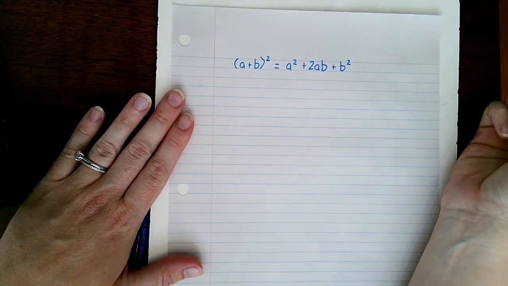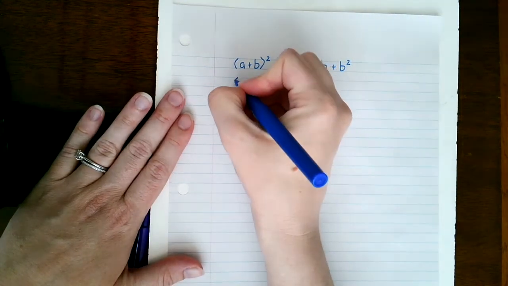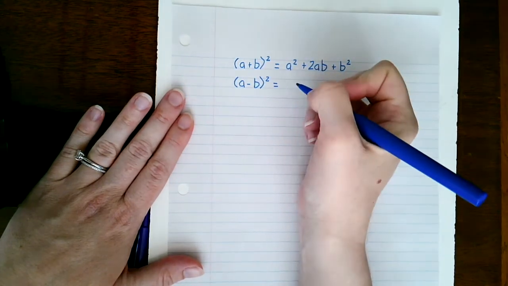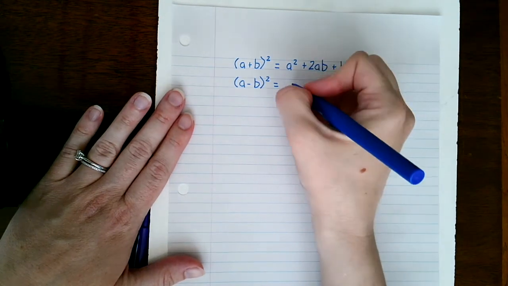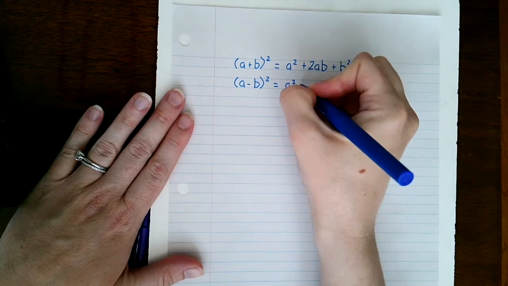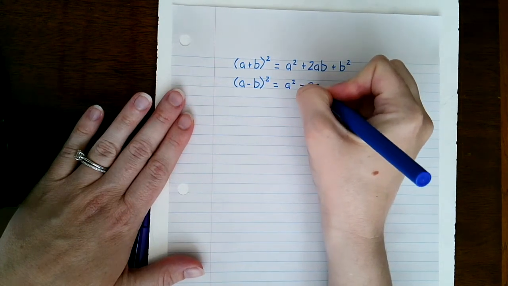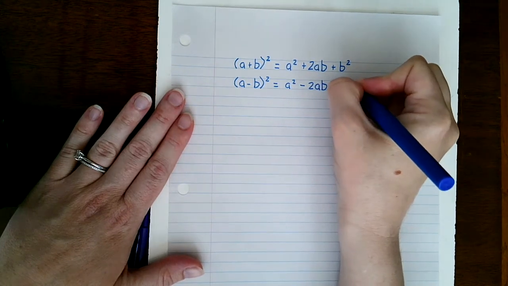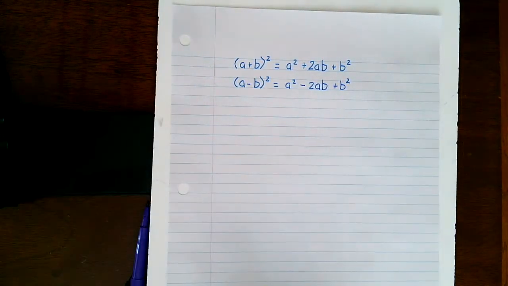And then the second one is if we ever see an a minus b squared, we know that we will always get an answer that looks like a squared minus 2ab plus b squared. So we're just going to go ahead and prove this. This is called a square of a binomial. So this is the type of pattern that you could notice.